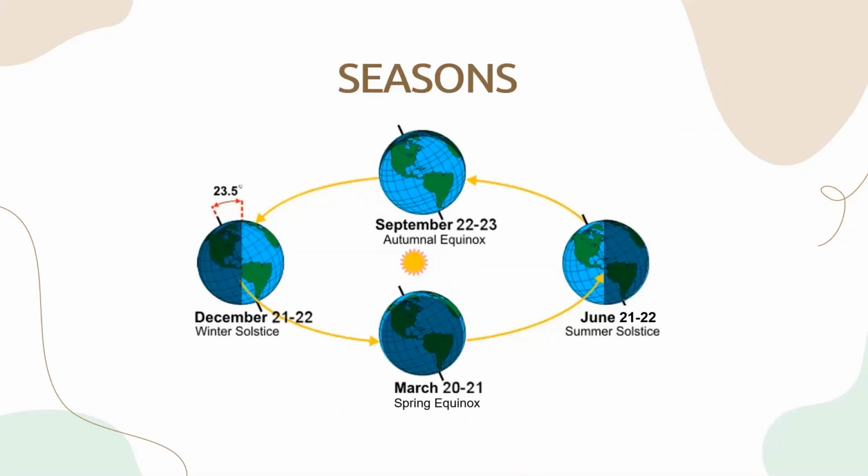Within a year, we experience 2 solstices and 2 equinoxes. And these are all due to the tilt of the Earth, its revolution around the Sun, and its spherical shape.